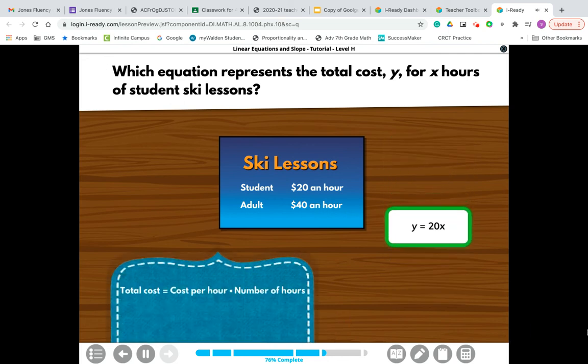Right. The total cost, y, is the cost per hour times the number of hours. So the equation is y equals 20x. That makes sense. This equation represents a function between cost and the number of hours of lessons.